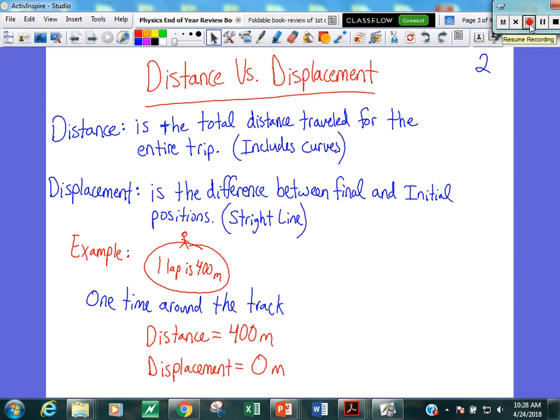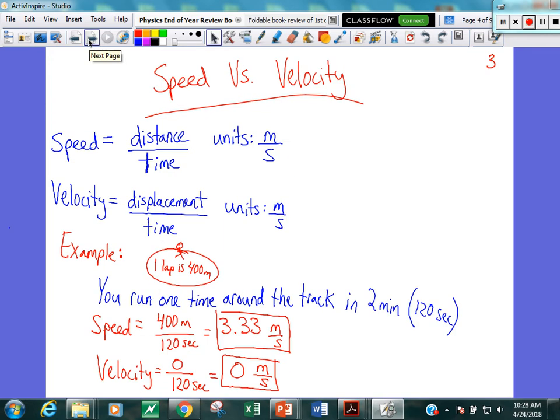All right, let's go on to page 3. I'd like you to title it Speed versus Velocity. On this page, we want to learn the difference between speed and velocity. They're very different. Again, all of this needs to fit on page number 3, so you need to scale your writing accordingly.